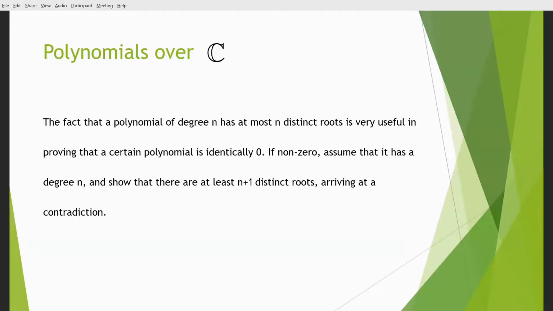So that is a general strategy. You assume that the polynomial is non-zero. If it is non-zero, assume it has a degree n, and you find n plus 1 distinct roots for that polynomial, and then this will imply in turn that that polynomial must be 0. Otherwise, this might not have been possible, and this will give us a contradiction. So everyone follows this argument? Okay, so right now let us see an example based on this.